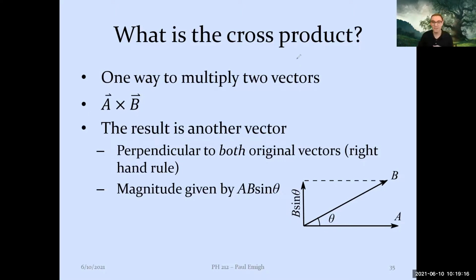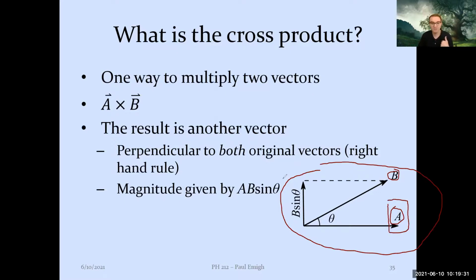And you can see a geometric representation of this down here at the bottom of the screen. Here are my vectors A and B. And if you want to get the magnitude of the resulting cross product between A and B, you would take the magnitude of A and then multiply it by B times the sine of theta, which is actually the part of vector B which is perpendicular to A. So basically, cross products are all about perpendicularity.